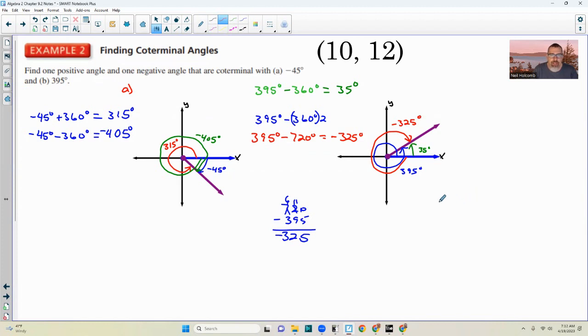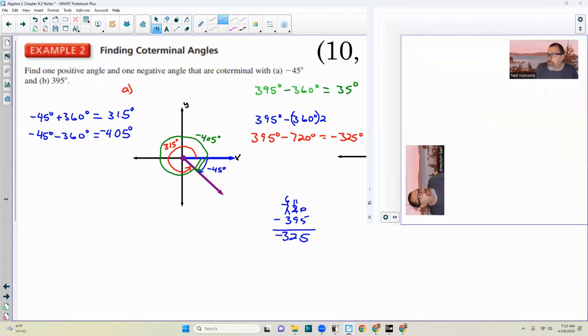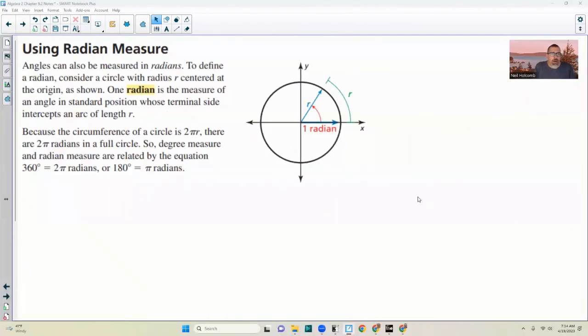Okay, so that is finding positive and negative coterminal angles. Now you should be able to do problem numbers 10 and 12 on your exercises. Okay, so let's talk about radians now, using radian measure.